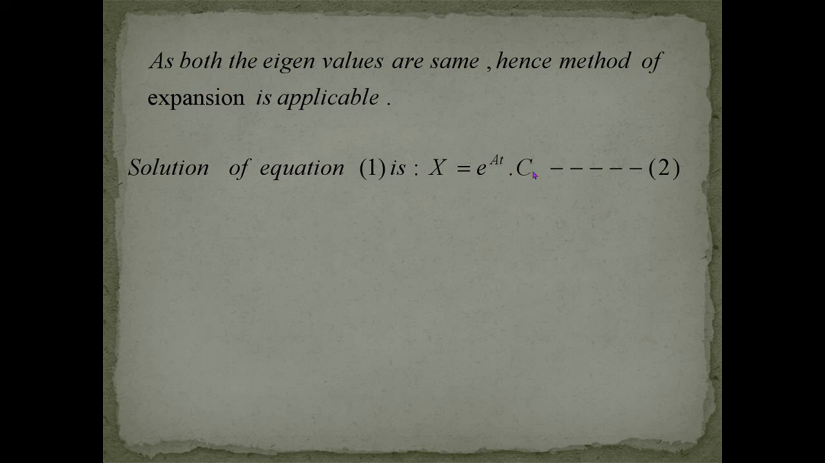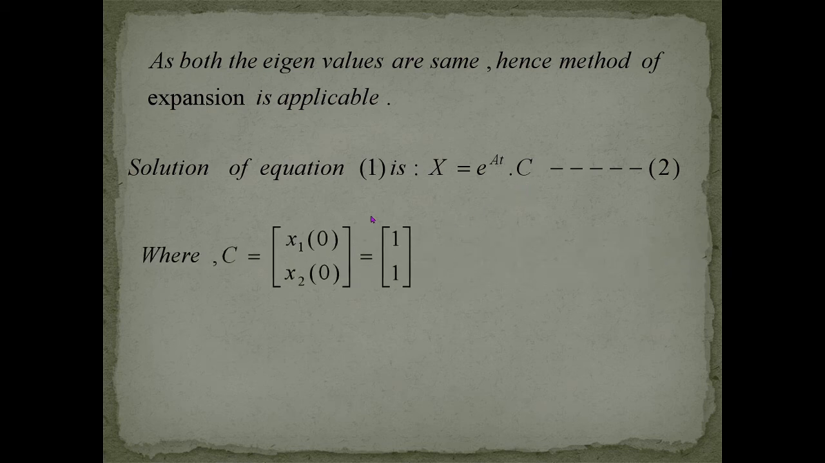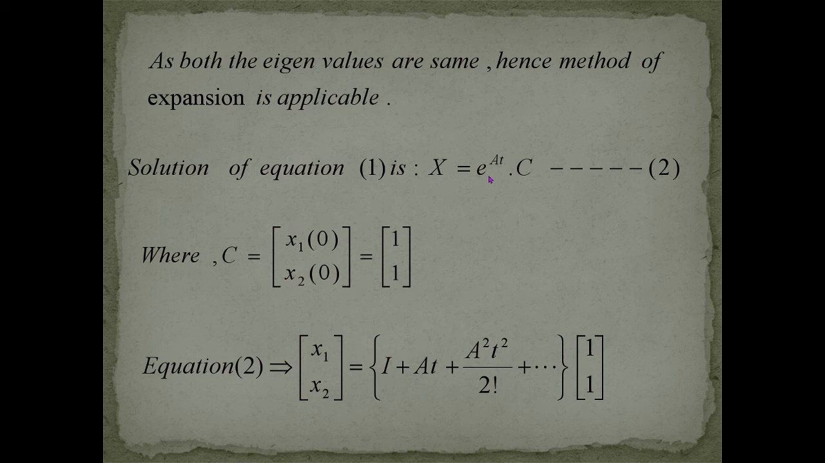Now what is this c? This c is nothing but the matrix of initial values that is given to us, x1(0), x2(0), and these values are given in the problem itself. Now substitute. What is x? x is nothing but my column vector comprising x1, x2. e to the power At can be written just like the expansion of e to the power x as 1 plus x square by 2 factorial plus x cube by 3 factorial and so on. So in place of x we have At. Because we have matrix A, instead of 1 you have to replace it by an identity matrix.